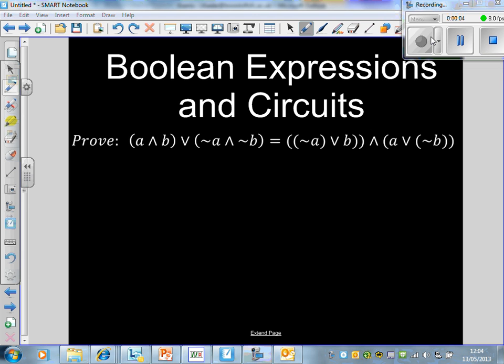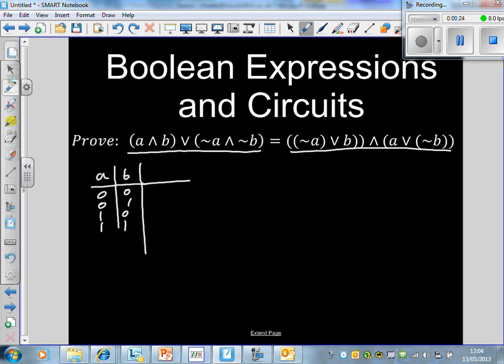Okay, so first question, a bit of revision on what we did last lesson: proving that Boolean expressions are equivalent. We've had a look at how we would do that using a truth table. So if we have A and B there: 0, 0, 0, 1, 1, 0, 1, 1. And we then compute the values of whether it's 0 or 1 based on all of these different expressions and operators. So here we have A or B, and here we have not A and not B, and then we've got to disjunct them using the disjunction symbol.